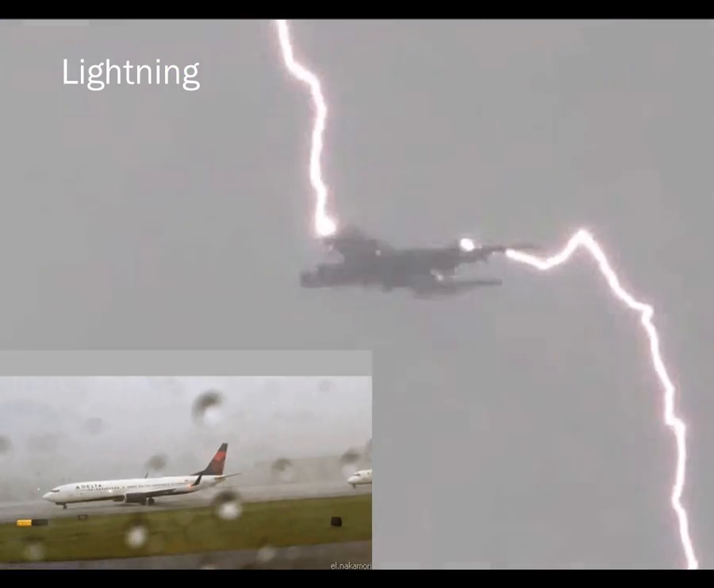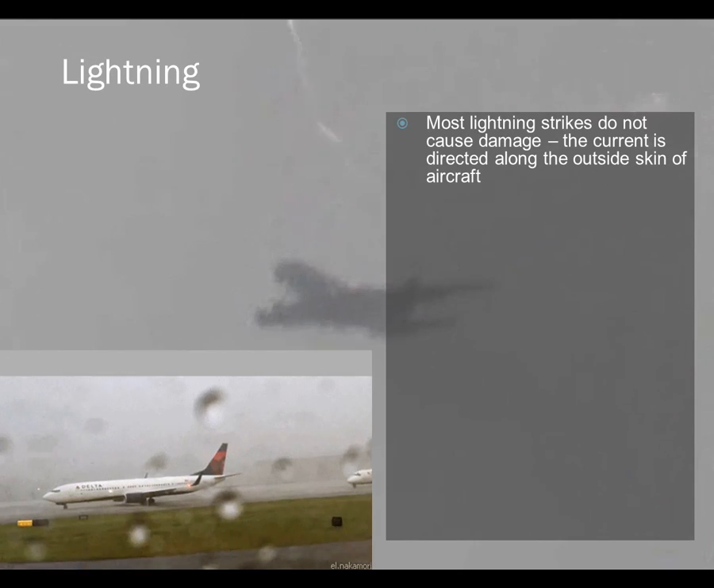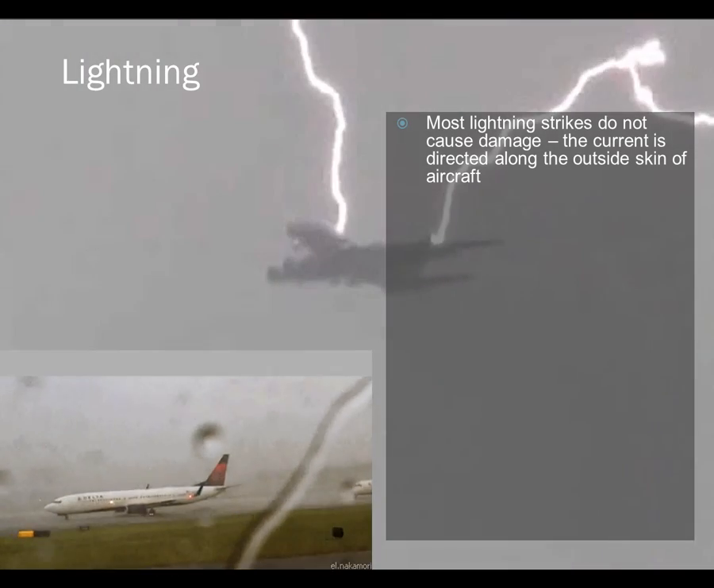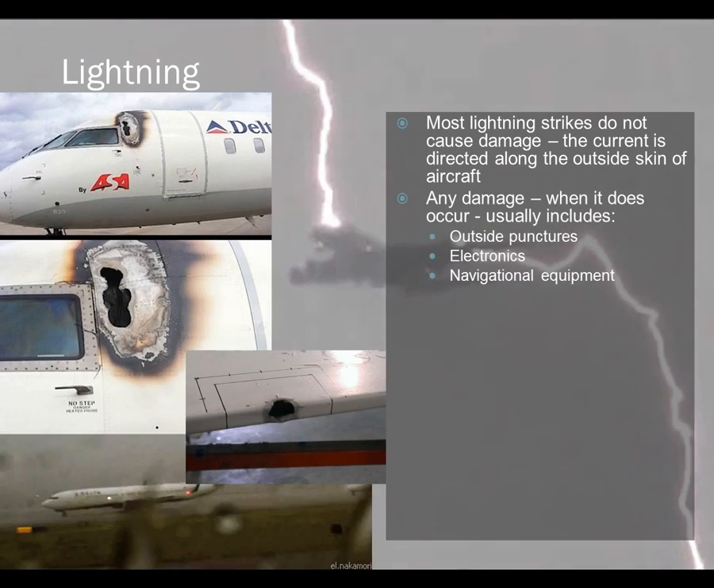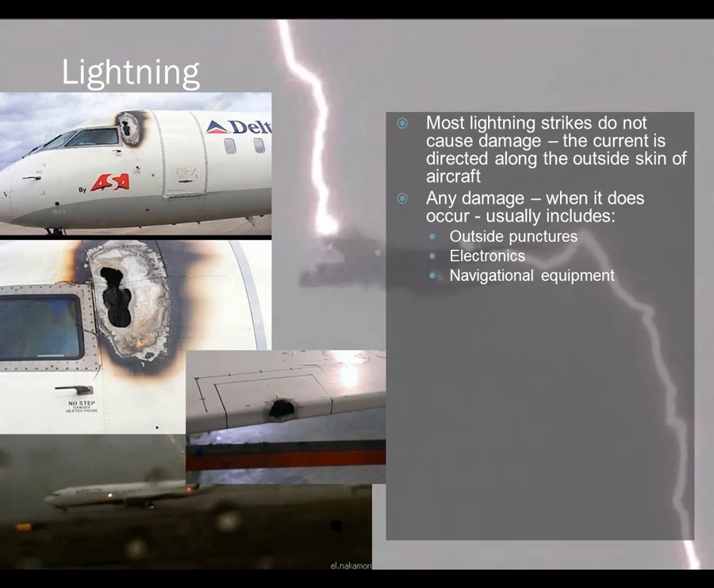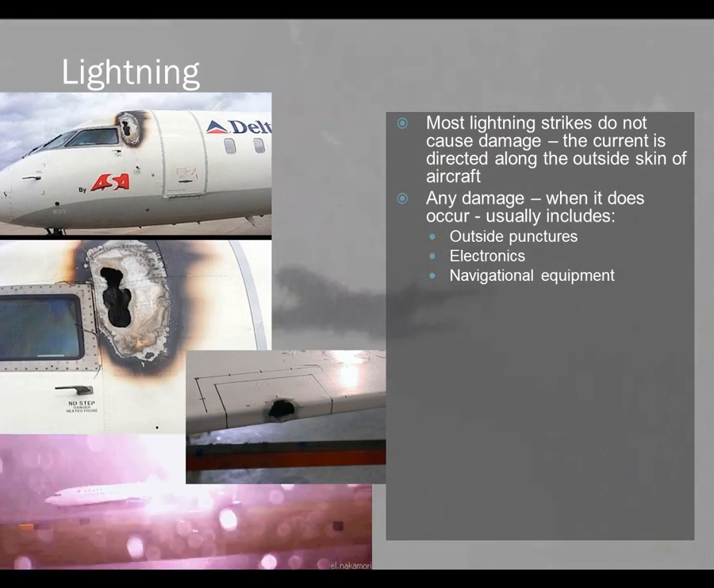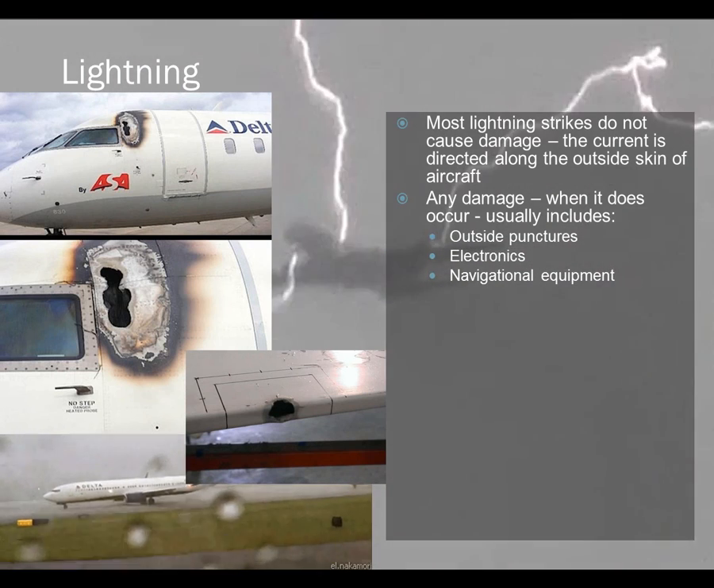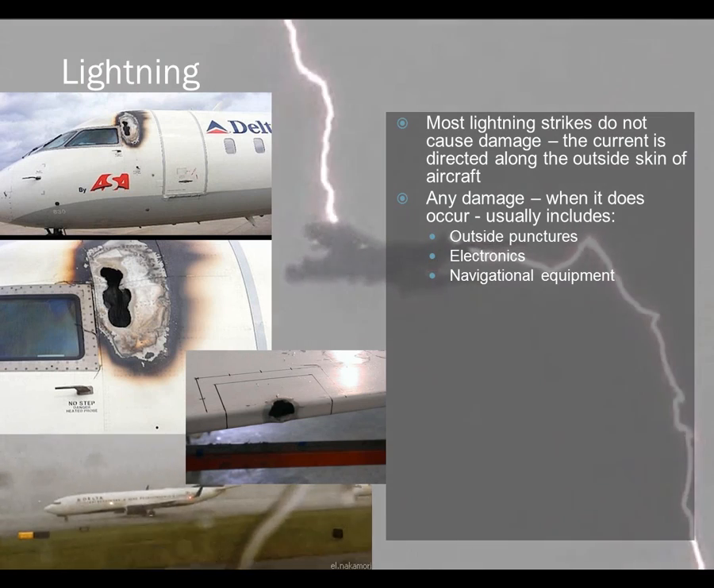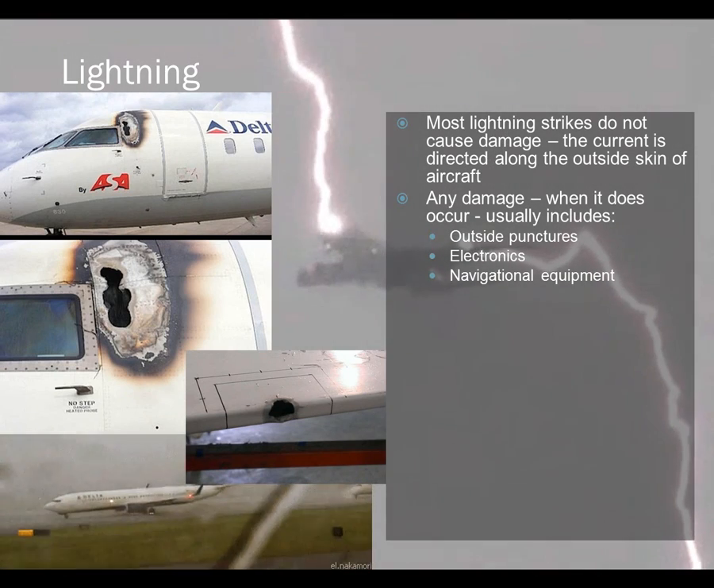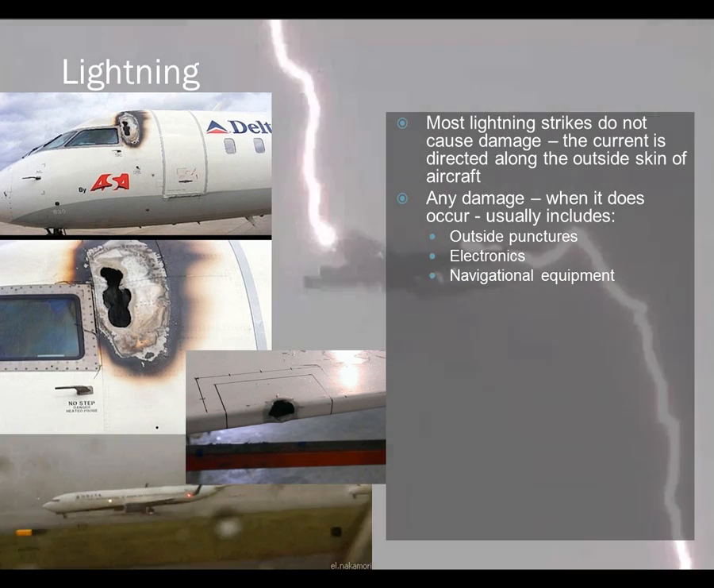The next hazard we want to look at is lightning. Most lightning strikes do not cause damage. The current is directed along the outside skin of the aircraft. But damage occasionally does occur, and when it does occur, it usually includes outside punctures in the body of the aircraft and damage to the internal electronics or navigational equipment.